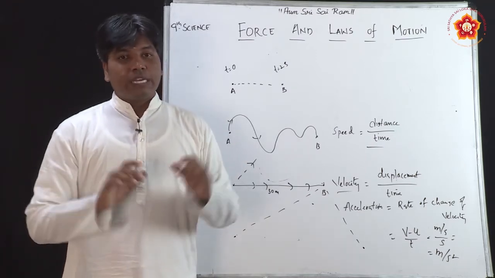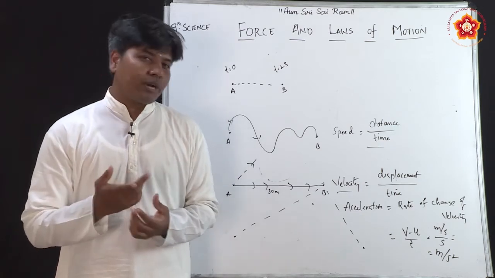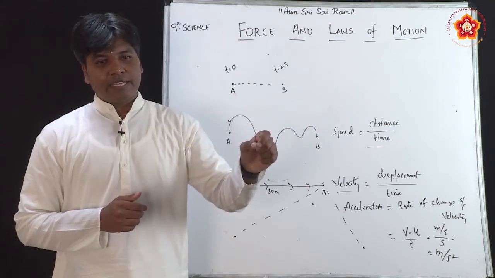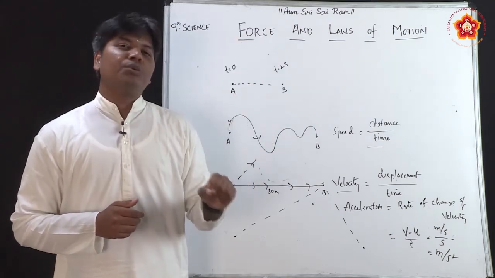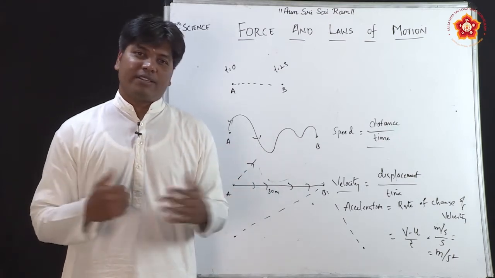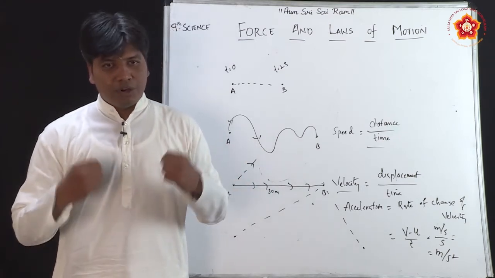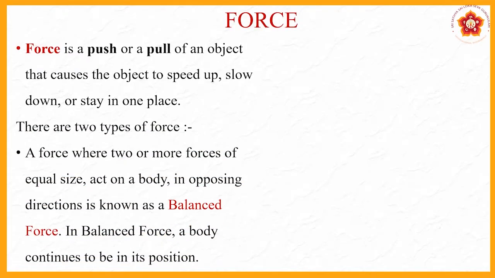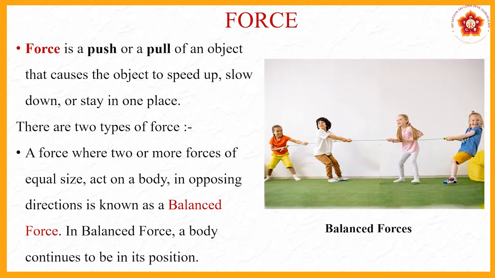All right. So in this force, we discussed there are two kinds of force. Just now I told you, if an object is staying in the same space, we tend to believe that no force is acting on it. All right. So now we will see how many kinds of forces are there. There are two types of forces. A force where two or more forces of equal size act on a body in opposing directions is known as a balanced force. In balanced force, a body continues to be in its position.